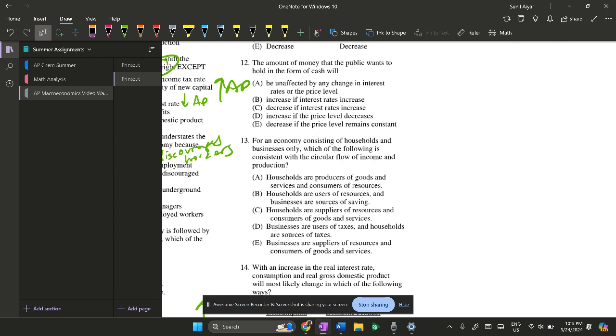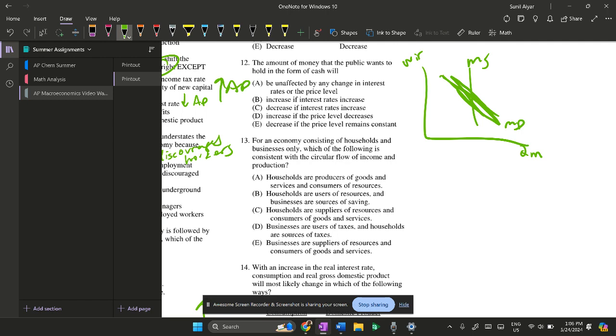The amount of money that the public wants to hold in the form of cash. Okay, so this is the money demand graph or money market. Okay, so you have your MS, MD, IR, okay, and then the, I guess, quantity of money you can call it. So it's directly the money demand, right? We're talking about the money that the public wants to hold in the form of cash. That is money demand. That's this line right here.